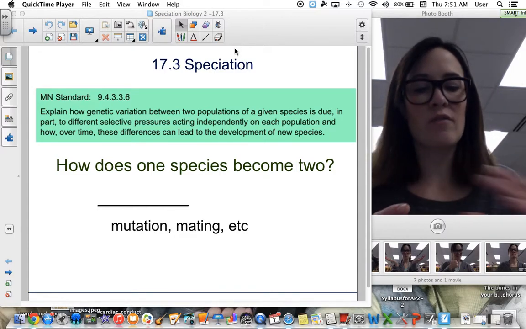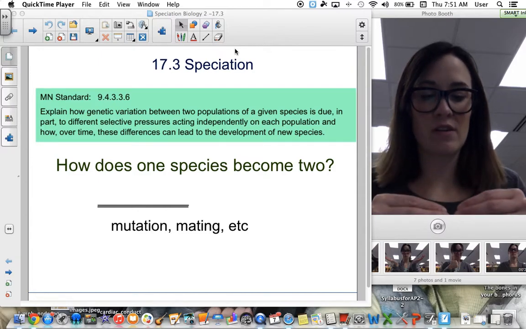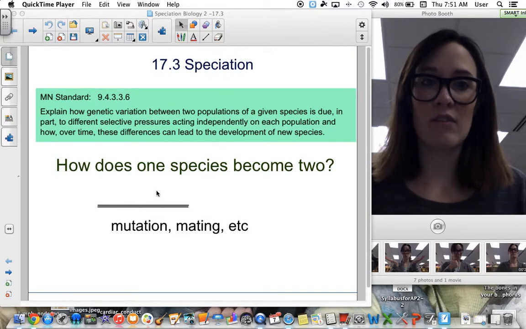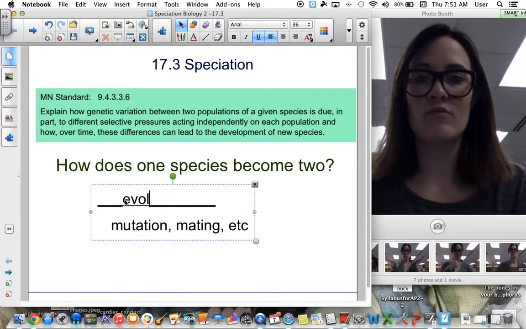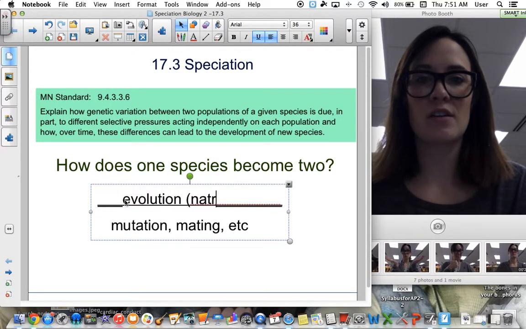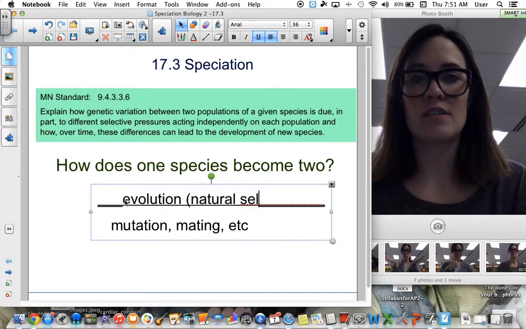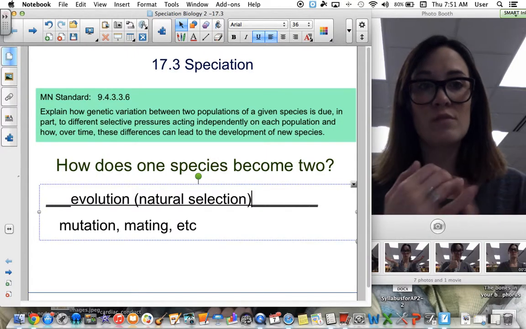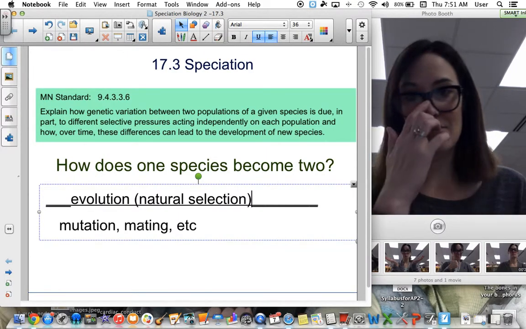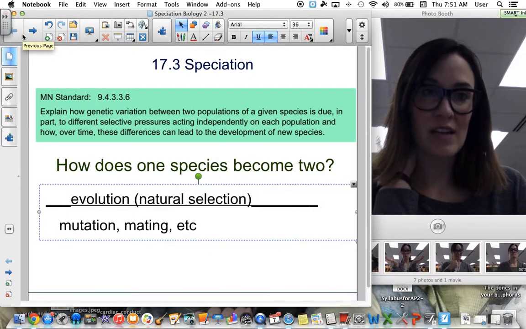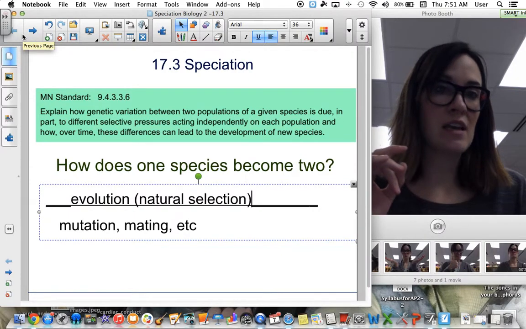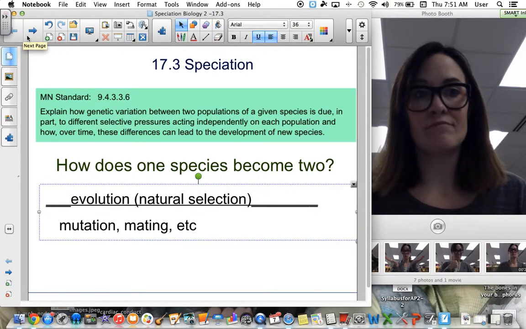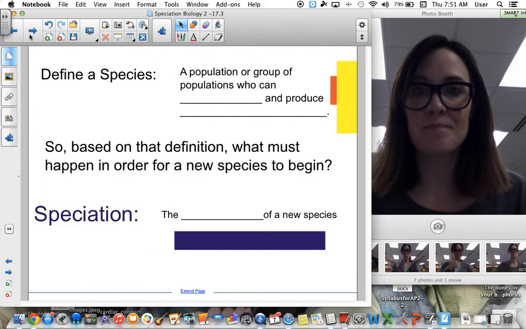So if things have changed over time, like the finches, Darwin's finches, at first it was one finch. How did it become 13 different species of finches? So the short answer is evolution, or natural selection. Natural selection is how this happened. That includes mutation, mating, etc. Just over time, the changes that happen, nature selecting for the traits that are most fit for that environment. Eventually, they get specialized to become different species.